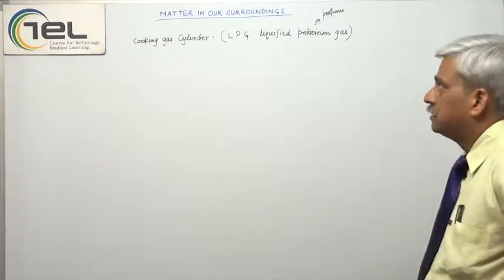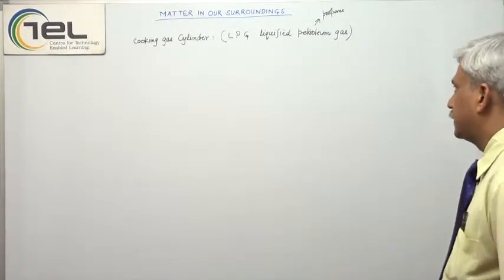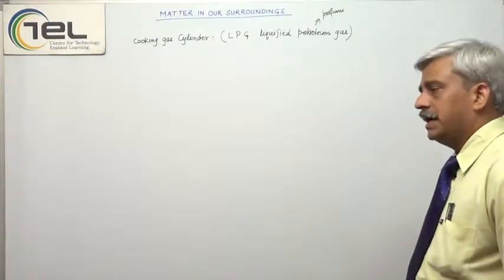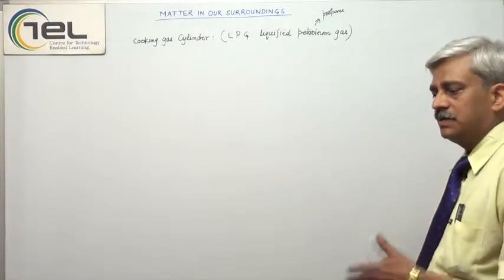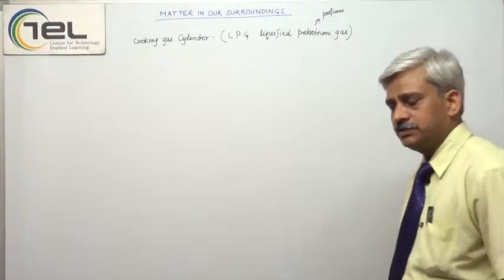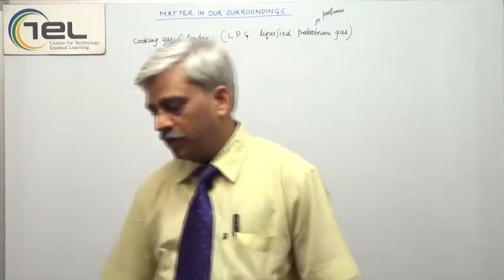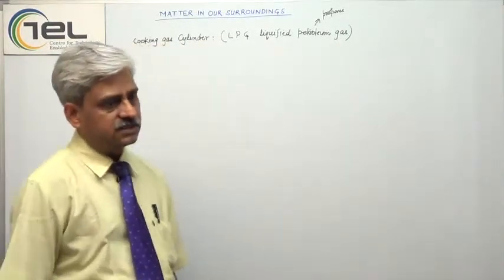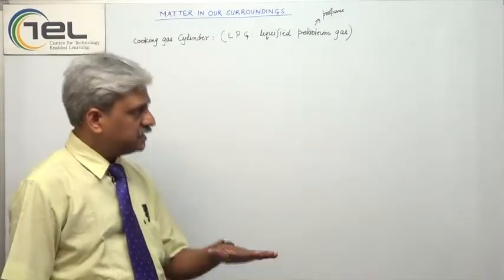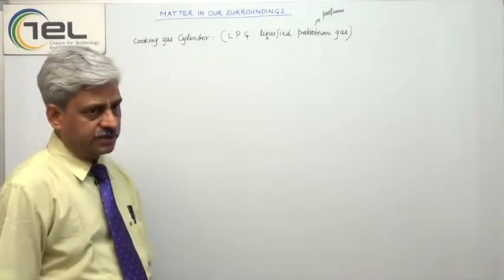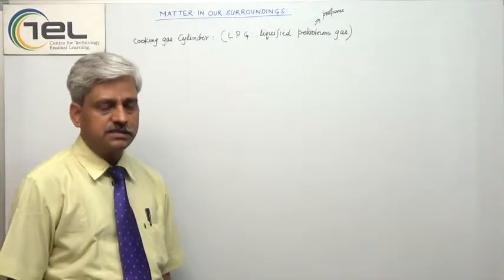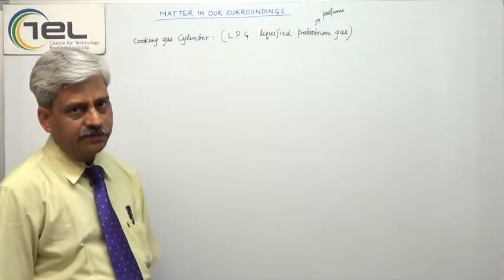So here you have to understand that liquefied gas, when it comes out through a nozzle, converts into the gaseous state, because we have all seen this in the gaseous state. However, inside the cylinder it is in the liquid state. So this thing you have to understand. This is again the example of interconvertibility.